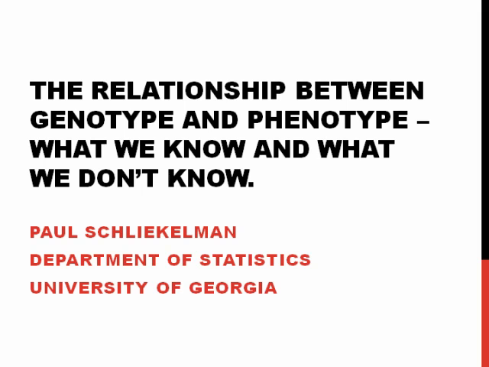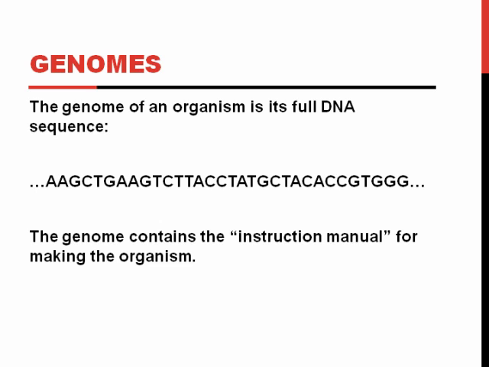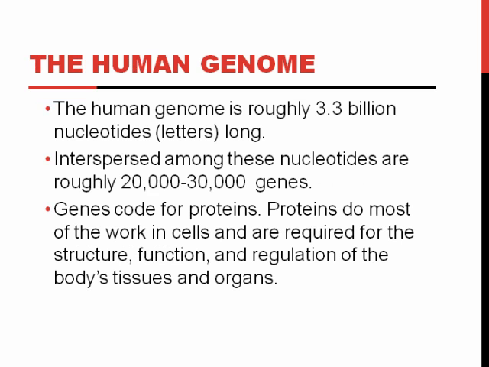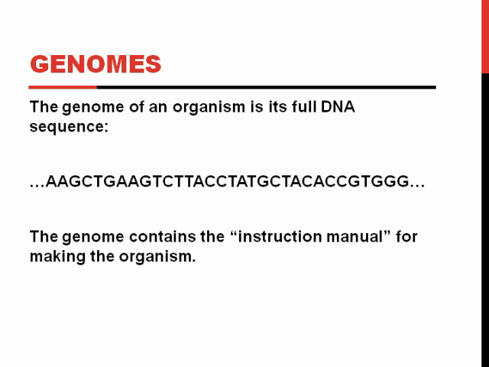So I want to start just by saying, we're interested in talking about the human DNA sequence and how the sequence relates to different characteristics of us, like our height or weight, IQ, whatever. But I want to start by saying, what do I mean by a genome? When I talk about the genome of an organism, I just mean its full DNA sequence. Those of you who've had some basic biology know there are the four nucleotides A, G, C, and T. So the DNA sequence just means that sequence of those four nucleotides. And the genome, you can think of as containing the instruction manual for making the organism.